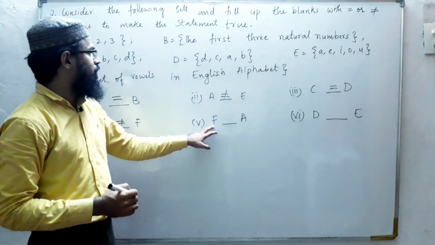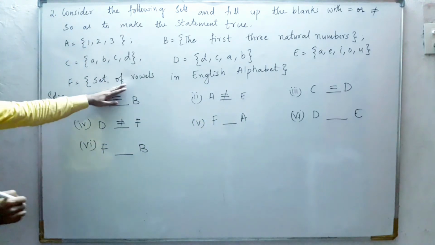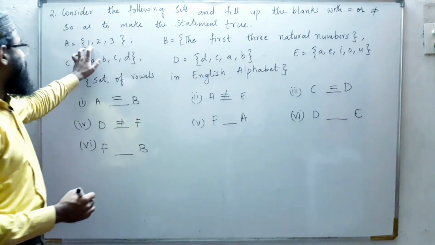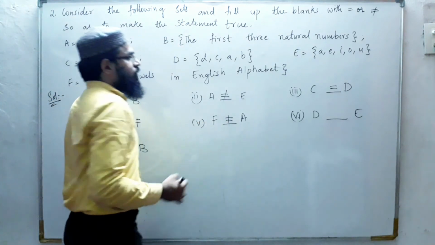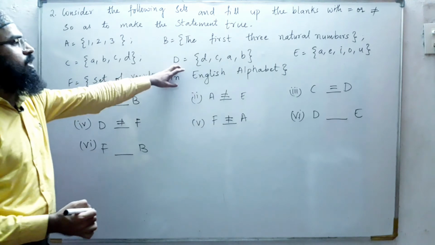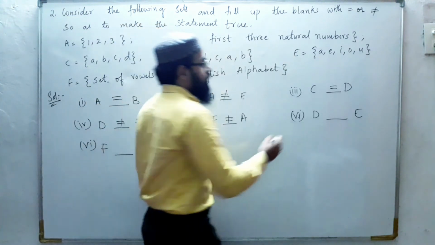Then the fifth bit, F and A. What is F? It is the vowels a, e, i, o, u, and A is 1, 2, 3. So it is not equal. Next, D. D is d, c, a, b. E is vowels. So both are not equal.